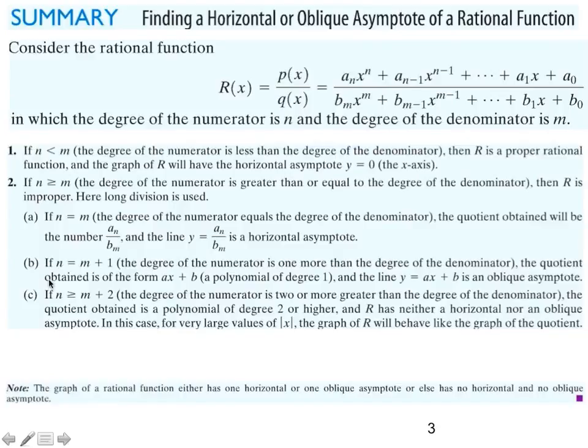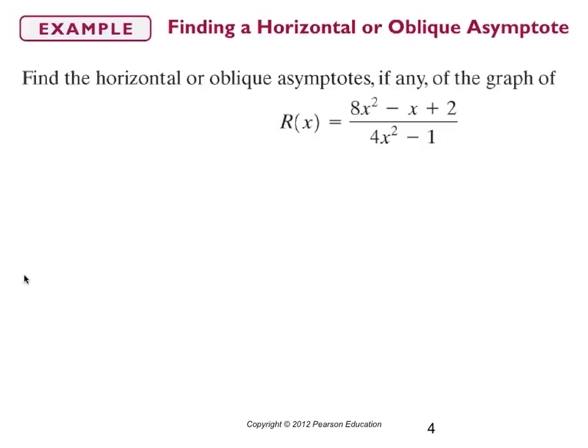And in this case, for very large values of x, or absolute value of x, the graph is going to behave like the graph of the quotient. So let's say we want to find the horizontal or oblique asymptotes, if any, of the following graph. R of x equals 8x squared minus x plus 2 divided by 4x squared minus 1.